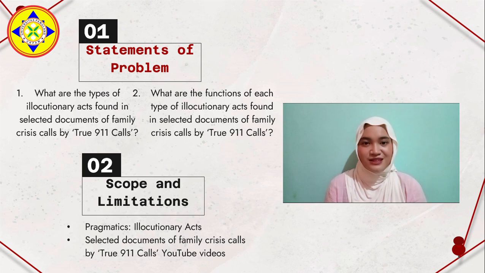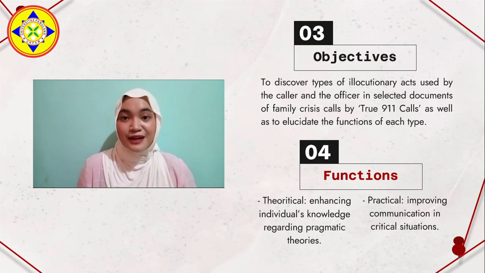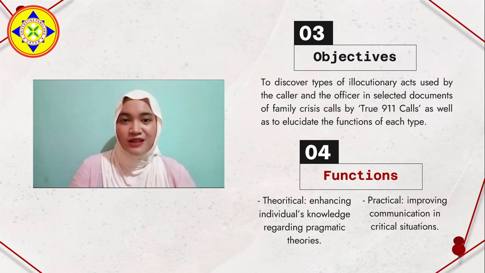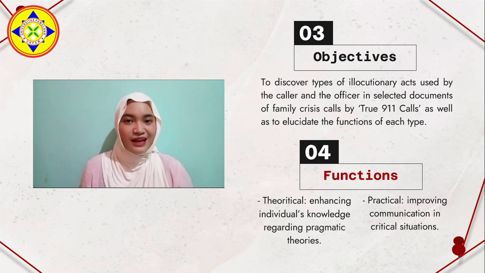Moreover, to prevent the discussion from becoming broader, the selected data were taken from incidents surrounding violence and murder that occurred in family settings in the United States between 2016 and 2018. By considering the statements of the problems, the objectives of the study are formulated: to discover types of illocutionary acts used by the caller and the officer in selected documents of family crisis calls by True 911 Calls, as well as to elucidate the functions of each type.